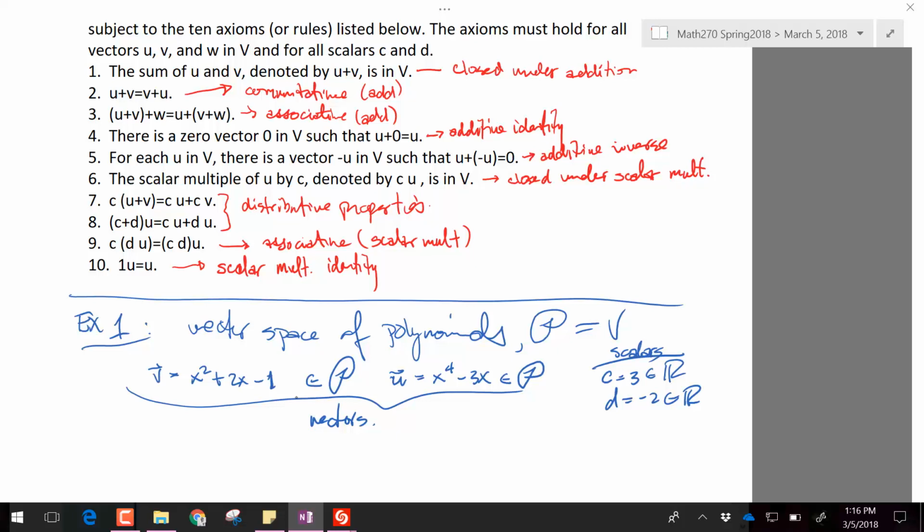And then you can scalar multiply. You can multiply 3 times one of these vectors. It'll still be a polynomial, right? You can distribute the 3 over the sum of v and u. And then you can distribute one of these vectors over the sum of c and d. So all these will hold. Because of that, we can call the set of polynomials a vector space.